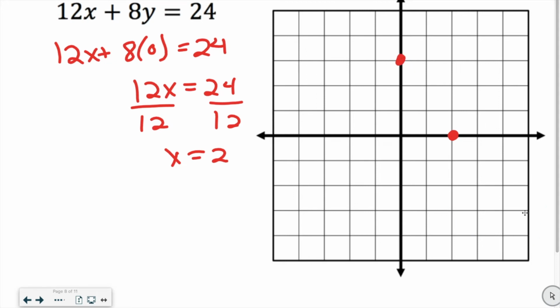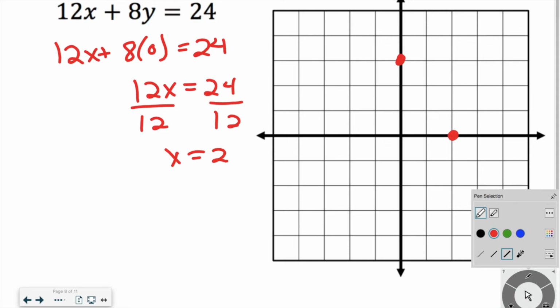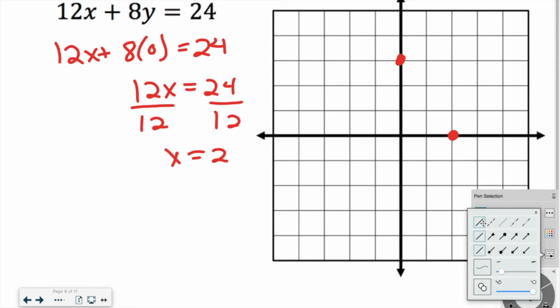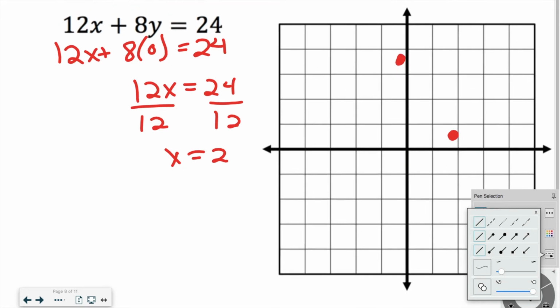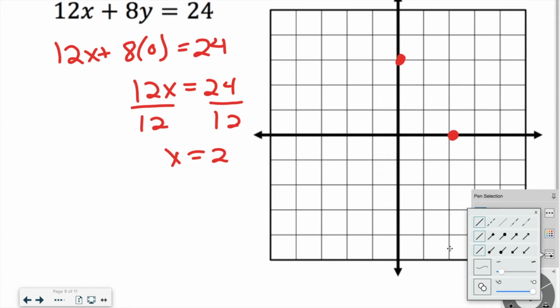Let's see if it'll let me make a line. Sometimes it does, sometimes it doesn't. Let's see if I can make a better line here. Nope. I don't think it's going to let me. No. It's just making me use the marker. All right.